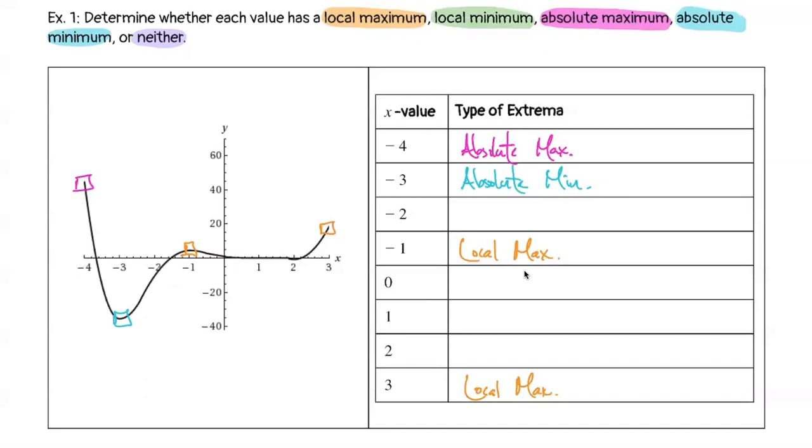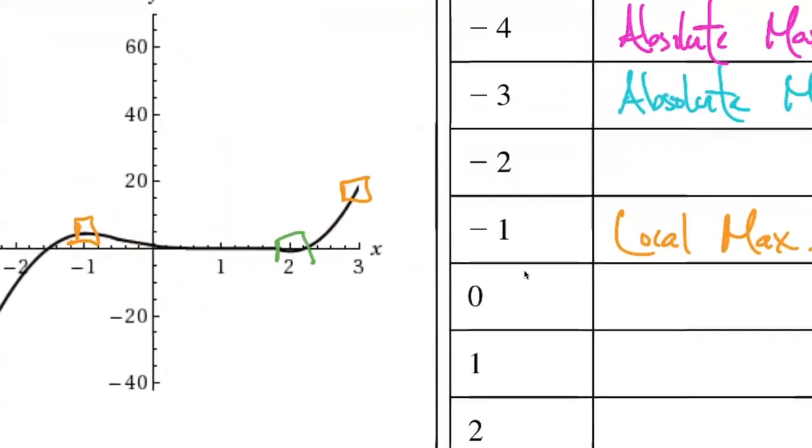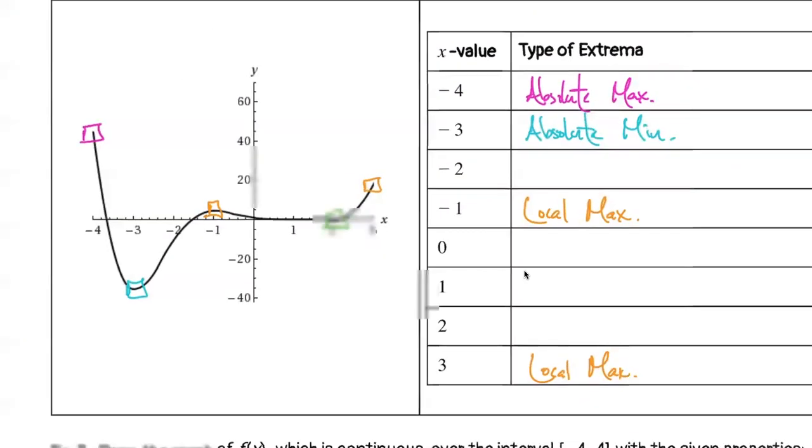Let's talk about the local minimums. Where do we see a local minimum? A point that is lower than everything else in the region. This one's a little tricky, but if we look right here, we've got just the tiniest little bump coming below the x-axis. And so we could call that a local minimum.